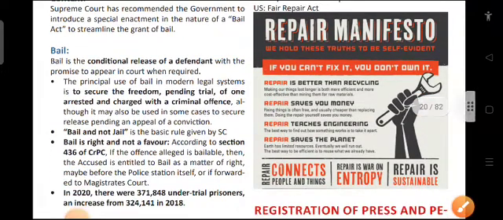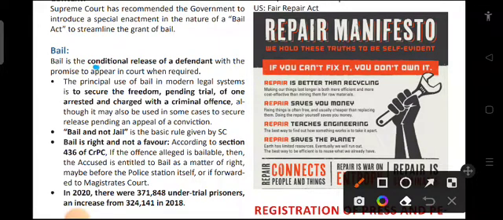Now, first of all, what is bail? Bail is a conditional release of a defendant with the promise to appear in the court whenever required. So, someone who is undergoing trial can be given bail, and whenever there is a court inquiry or something, that person has to come to court. Under this condition, they will be released.